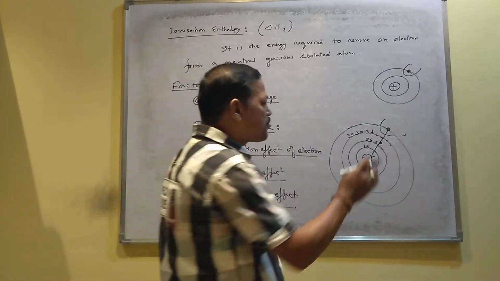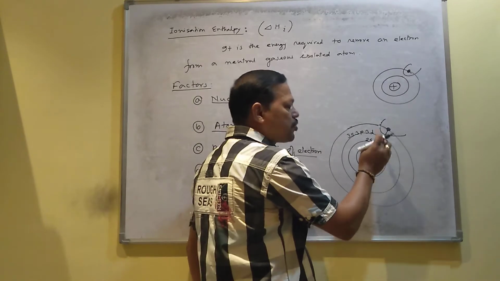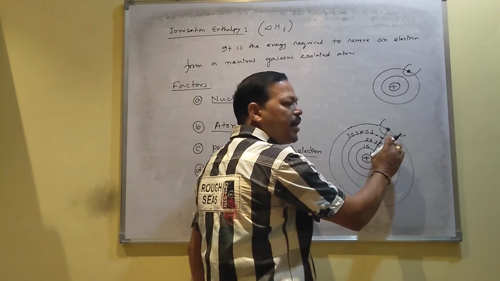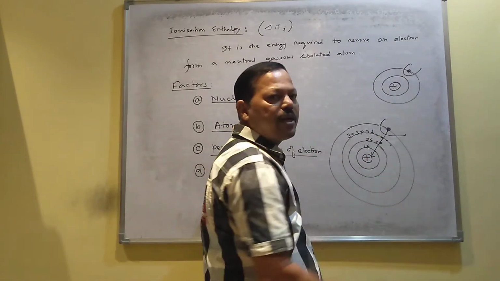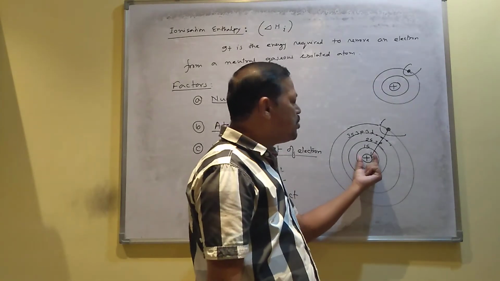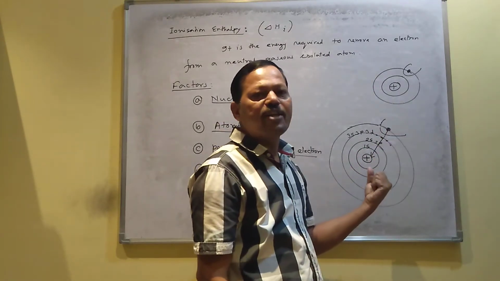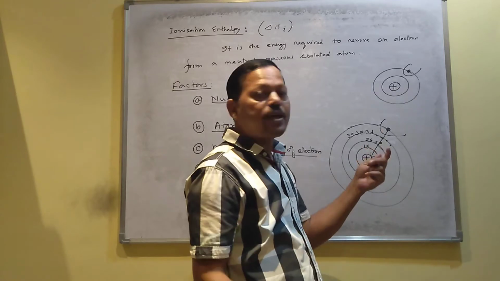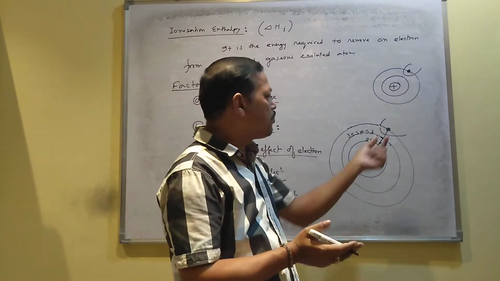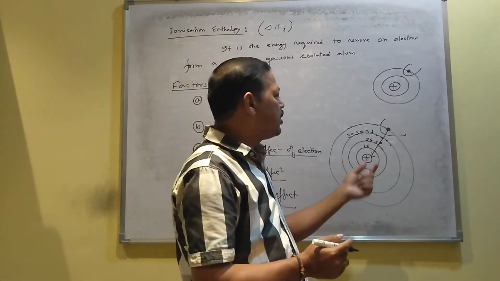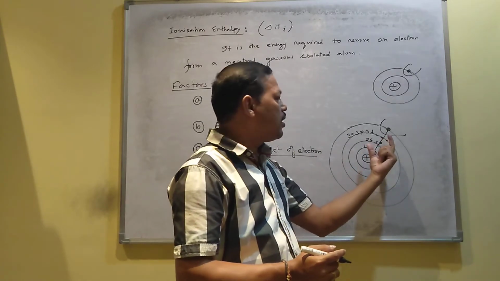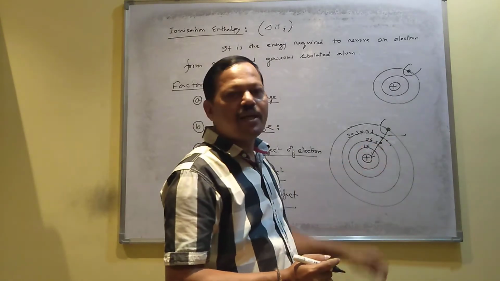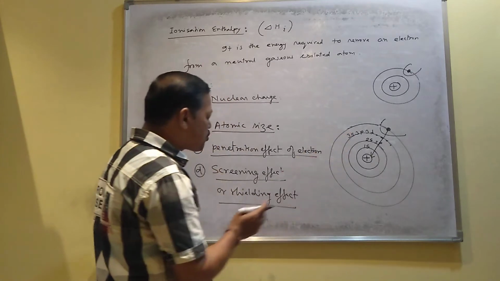But suppose the first, second and third cells are vacant, and only the fourth cell contains one electron. Then the nucleus will attract the valence shell electron more, which is called the actual nuclear force felt by the valence electron. But you do not get the actual nuclear force due to the presence of the inner electrons, and this effect is called the shielding effect.